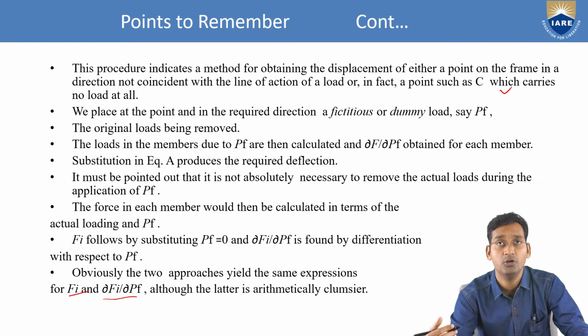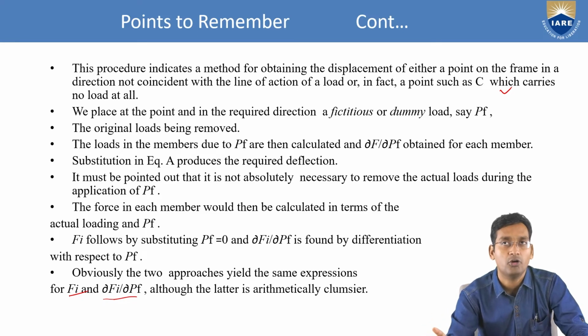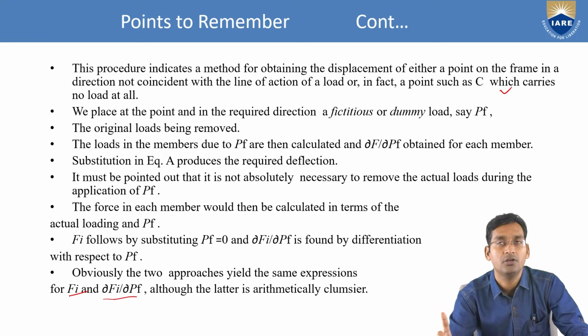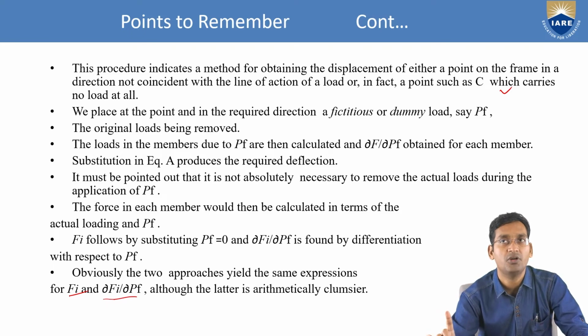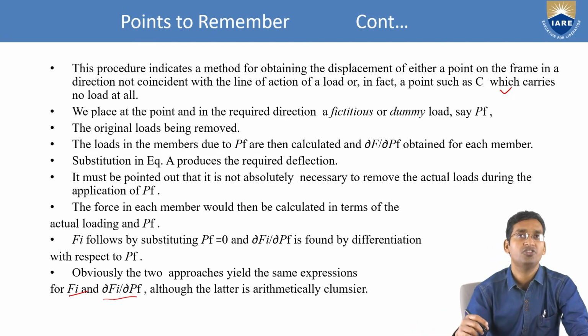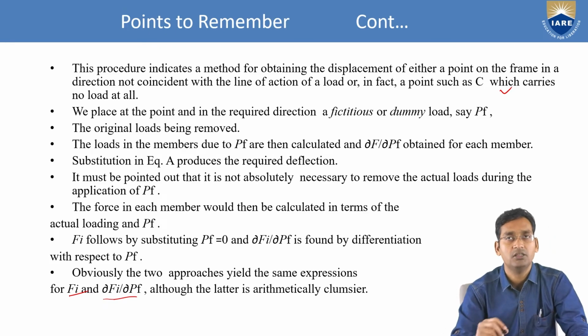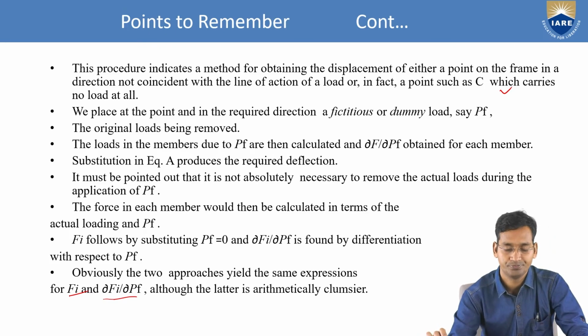Now in that, how will we do it? So we place at the point and in the required direction a fixed or dummy load. So at whatever point you have to find, according to the required direction, we will put a fixed or dummy load. Just give it a name, PF. Now after putting the PF, what do you have to do? Just remove all the original loads acting. Whatever the earlier load is, acting on that part, just remove that load.